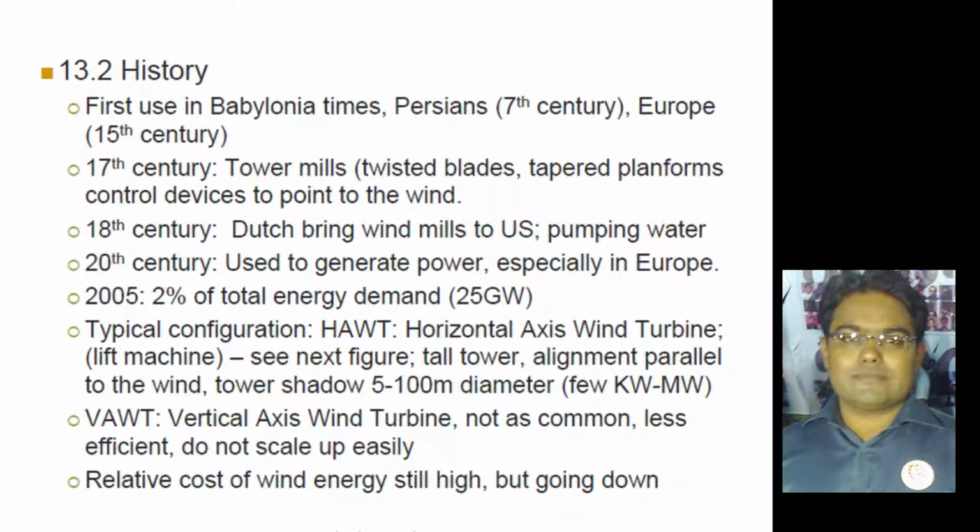So what is basically a wind turbine? A wind turbine is a device that converts the wind's kinetic energy into electrical energy. Wind turbines are manufactured in a wide range of sizes with either horizontal or vertical axis.